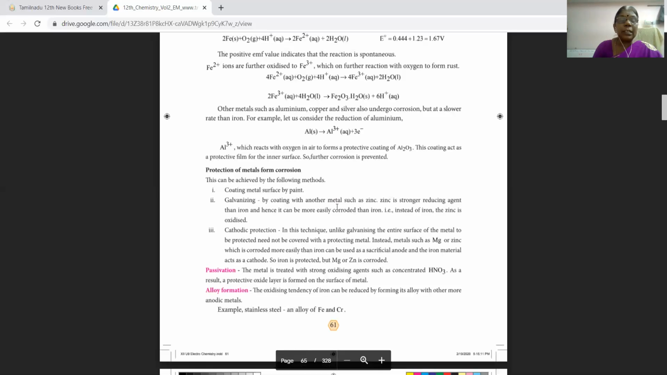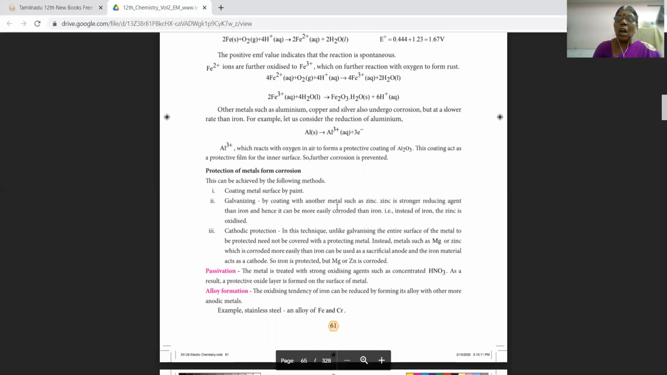Next is protection of metals from corrosion. How to protect these metals from corrosion? This can be achieved by the following methods.